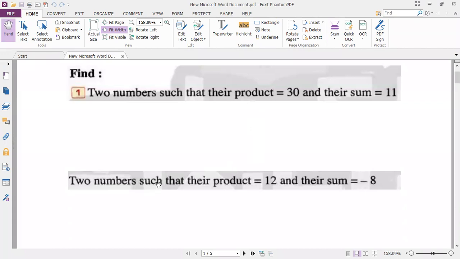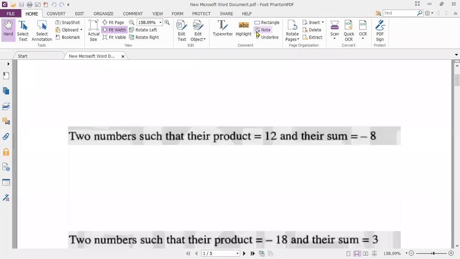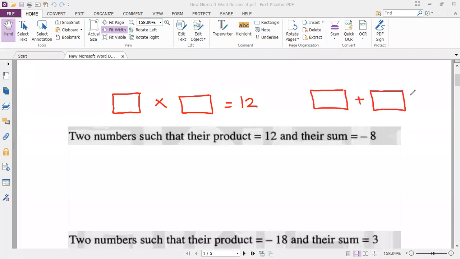Find two numbers such that their product is 12 and their sum is -8. So I want to get two numbers. When multiplying them, we will get 12, and when adding them, we will get -8. So we couldn't take two positive numbers. Why? Because if we add a positive number plus a positive number, you will get a positive number. But here we have the sum -8.